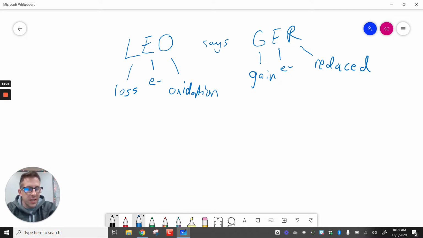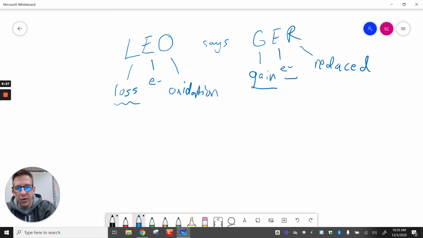But in this case, they use the term reduced to indicate a molecule that is gaining the electrons that are lost by this molecule, okay? So that's why these redox reactions kind of have to be linked together, okay, where one thing loses electrons, the other thing is going to gain those same electrons. So we have to remember that.